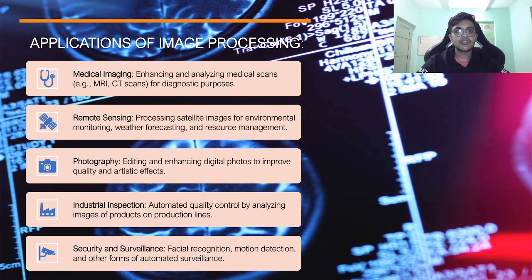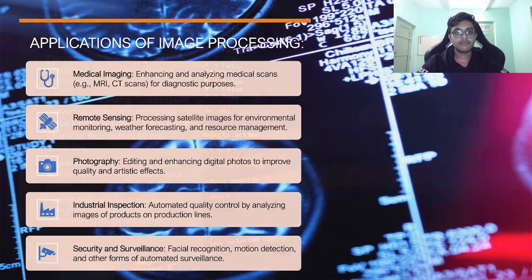We have the applications of image processing. Firstly, we have medical imaging, enhancing and analyzing medical scans. Examples are MRI, CTs and X-rays for diagnostic purposes. Secondly, we have remote sensing, processing satellite images for environmental monitoring, weather forecasting and resource management. Thirdly, we have photography, editing and enhancing digital photos in order to improve quality and artistic effects. Fourthly, we have industrial inspection, automated quality control by analyzing images of products or production lines. And lastly, we have security and surveillance, that is facial recognition, motion detection and other forms of automated surveillance.